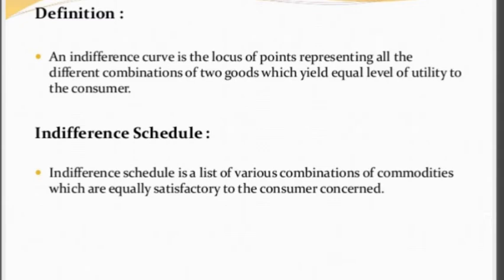Next, we can see the indifference schedule. We know that a schedule is a kind of table, and it shows the list of the various combinations of the commodities which are equally satisfactory to the consumer concerned. So, this indifference schedule shows the combinations of the commodities which give equal satisfaction to the consumer. See here, through the table it is more clear.